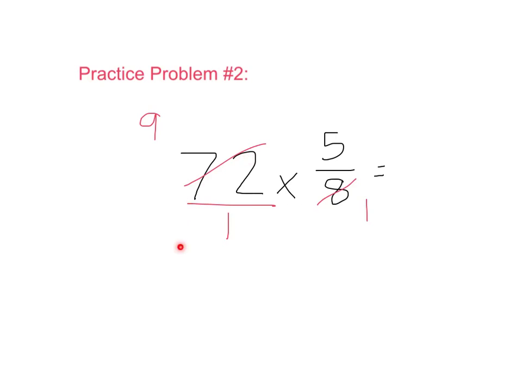And I can't really go ahead and cross-cancel anything here. It's already in its simplest form. So I can multiply straight across. 9 times 5 is 45. And 1 times 1 is 1. So my answer is 45 over 1, or 45.